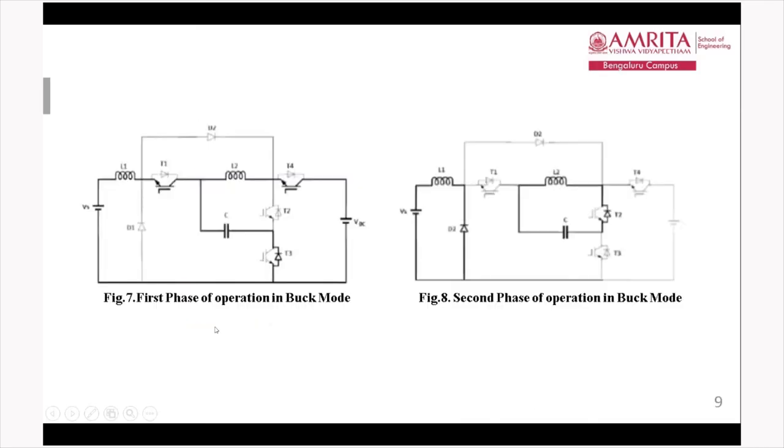So this is the mode of operation in buck mode. For this, we are controlling switch T1. When T1 is on, energy from the battery will be transferred to L2, and from the capacitor it will be transferred to L1. When T1 is off, energy from inductor L2 will be transferred to the capacitor, and from L1 it will be transferred to the battery.